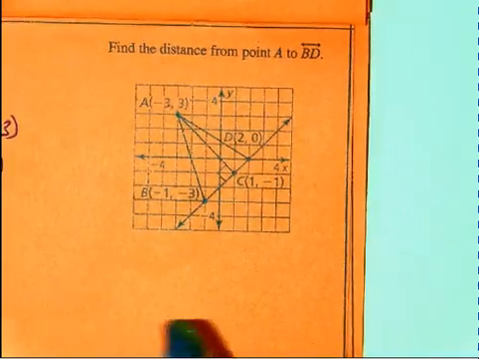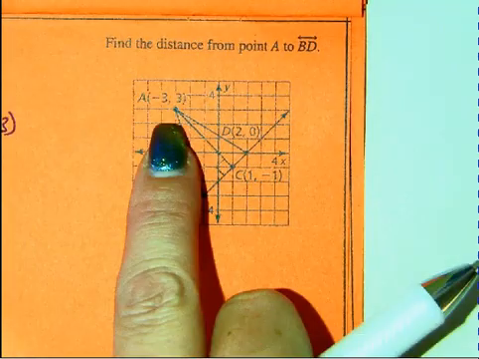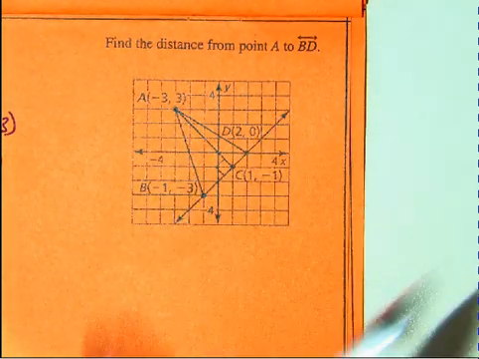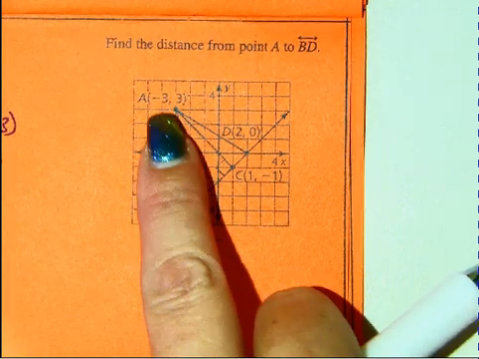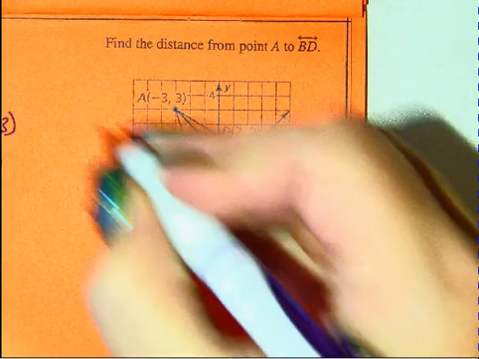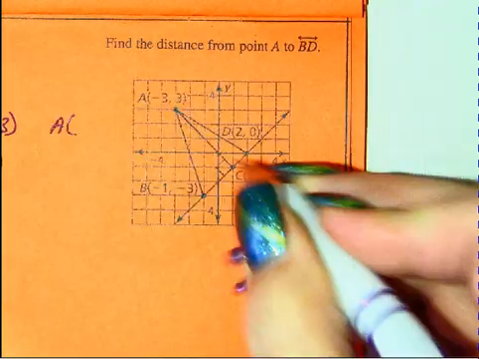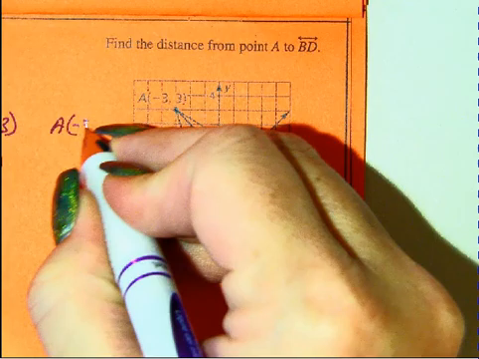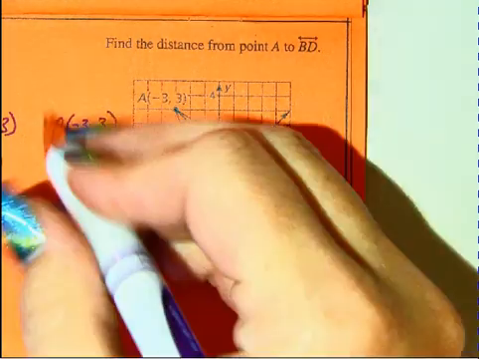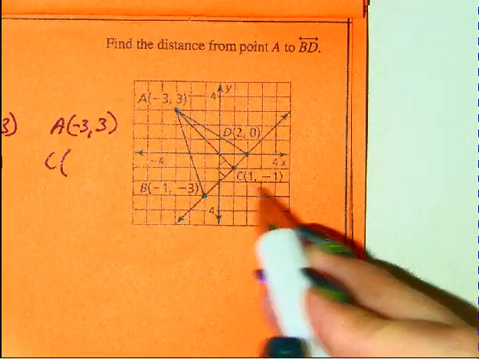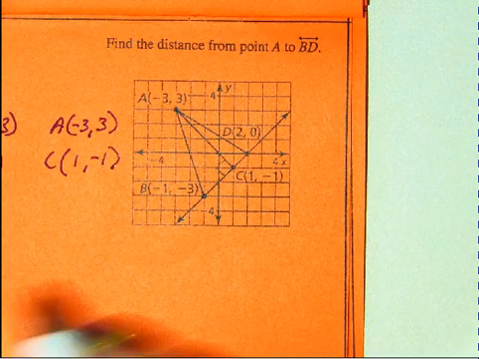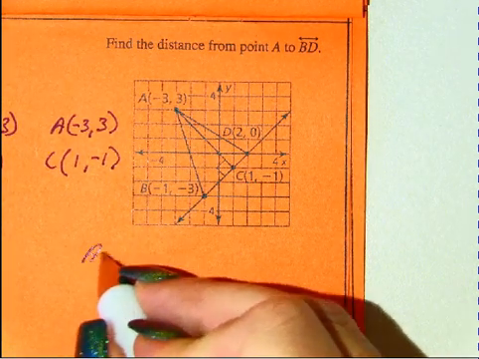We're going to find the distance from point A, which is up here, to line BD down here. So remember, the shortest distance is the perpendicular segment. So that's going to be from A to C. So we're going to go from A, which is (-3, 3), to point C, which is (1, -1). Okay, so again, we're going to do our distance formula for AC here.